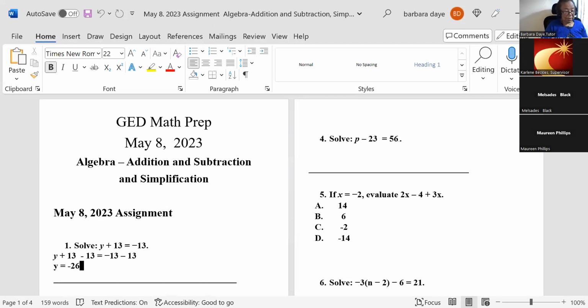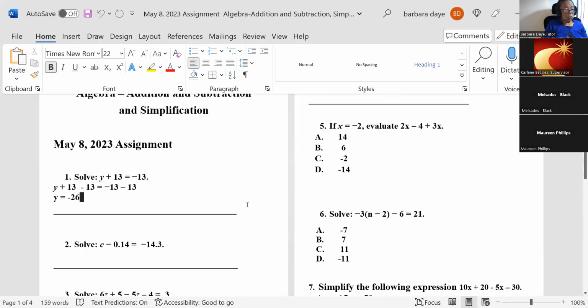When you add a positive and a negative, you subtract. Use the sign of the number with the greater absolute value. Okay? Those are your rules. Review those rules because they will follow you throughout your math life. Okay, all right, let's go to number 2.